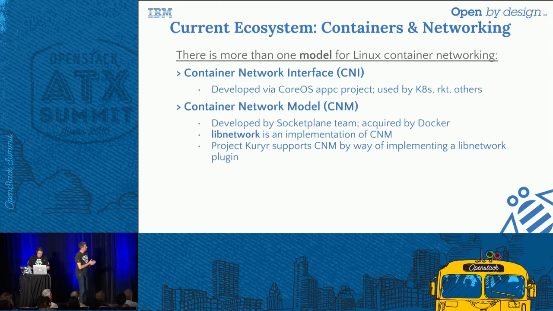So we spent a very few minutes talking about containers and the fact that, in essence, we have a blank slate when it comes to networking for containers on Linux. Kyle's sort of brought in the networking side, the deep dive on OVS and OVN. So trying to connect those two worlds, where is the ecosystem right now? Well, it's important to note that there is more than one model at the moment. If you've been following the community, you know that there's CNI, out of the CoreOS AppC project, and the container network model, which came via the Docker SocketPlane acquisition, that libnetwork implements.